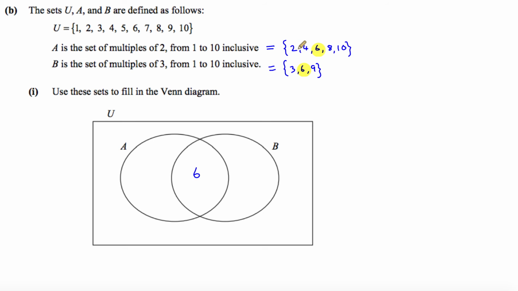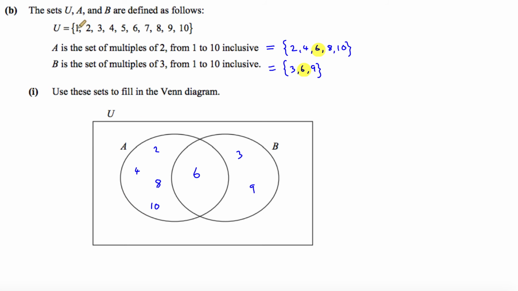So the rest of set A, 2, 4, 8 and 10 are going to be in here. So 2, 4, 8 and 10. And the rest of set B, 3 and 9, are going to be in here. 3 and 9. And now all that's remaining to do is to put the rest of the numbers in the universal set on the outside.